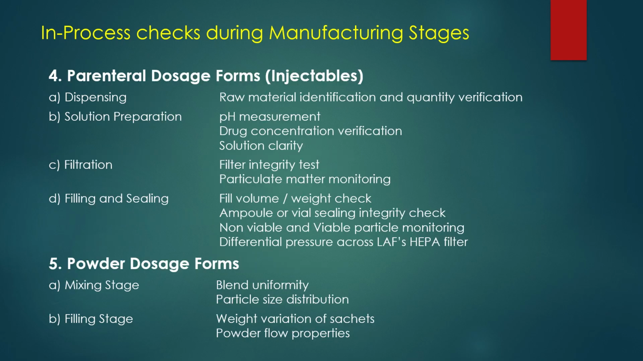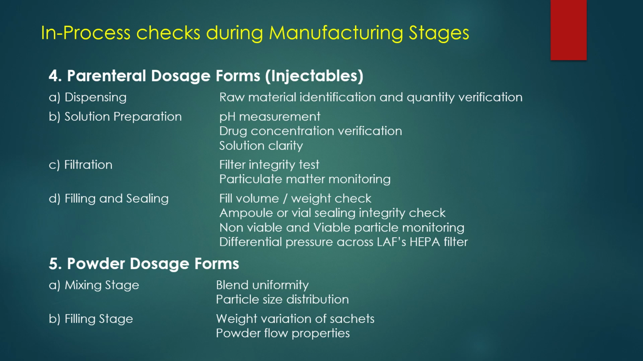During manufacturing of parenteral dosage forms, in-process checks are carried out at multiple stages to ensure sterility, accuracy, and product quality. These include raw material identification and quantity verification during dispensing, pH, drug concentration, and clarity checks during solution preparation, filter integrity and particulate monitoring during filtration, and fill volume, sealing integrity and particle monitoring during filling and sealing.